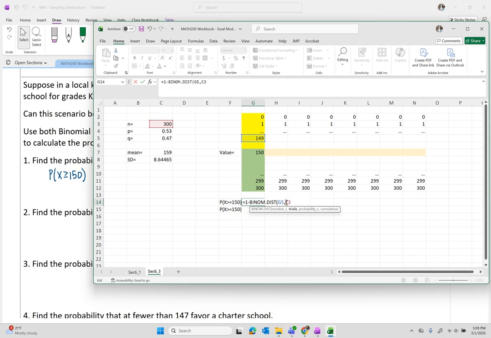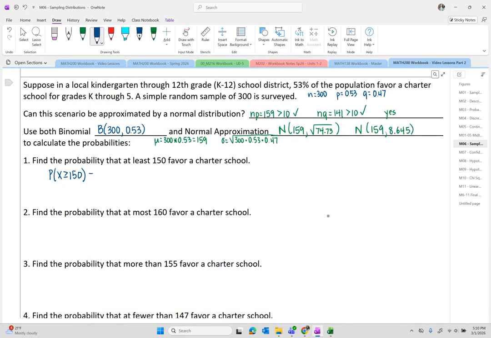I'm going to try to keep this steady. It's always going to be in location C3, so I'm going to use dollar signs. What's the probability of success? This is here, and again, I'm going to try to keep that steady as I copy. So $C$4, it's always going to be in C4. And do I want it to be cumulative? The answer is yes, I do want it to be cumulative. So the answer here will be 0.86407.